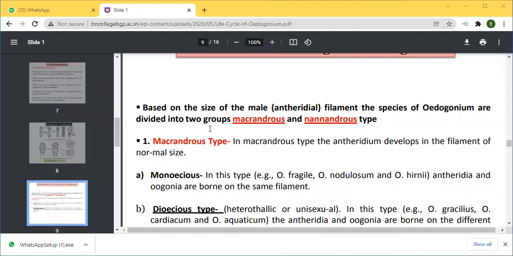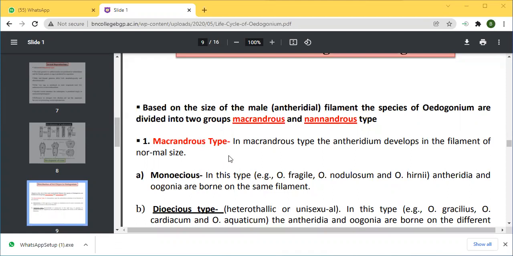What characters are there in the Macandrus? In Macandrus, the antheridium develops in a filament of normal male size. What is normal size? Here the main point is the size of the male filament, based on which they are divided into two. But in Macandrus, what is the structure and development of the antheridium? Here the antheridium develops in normal size, no difference, very normal.